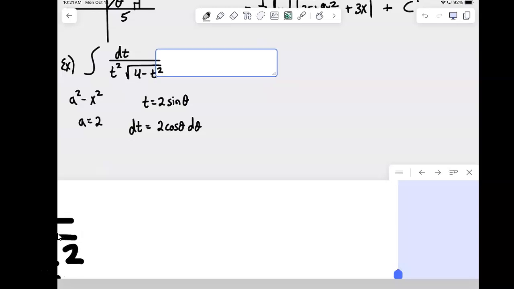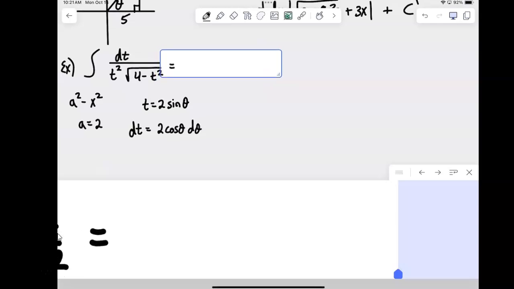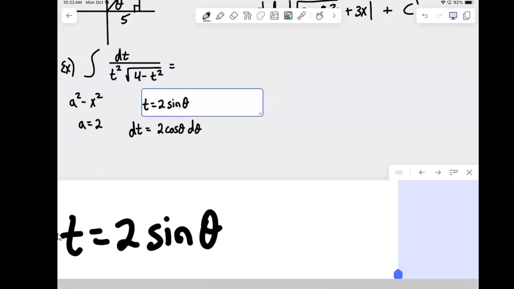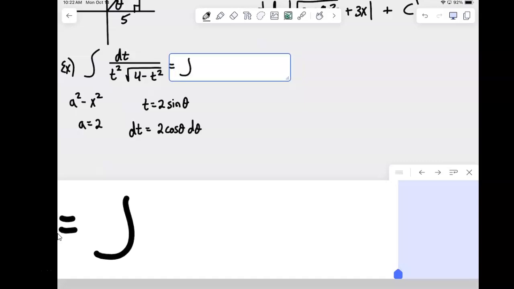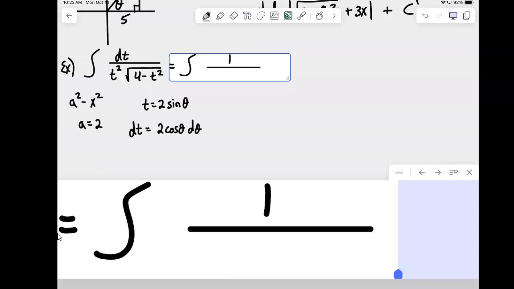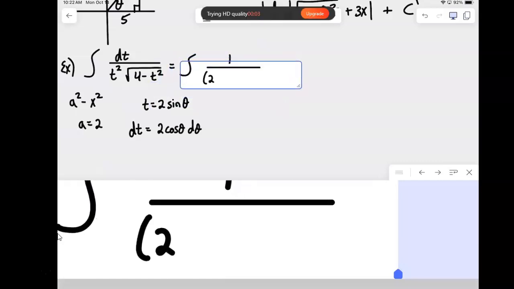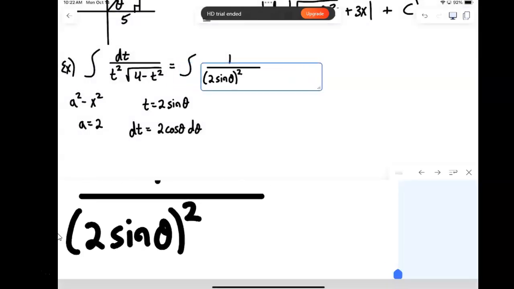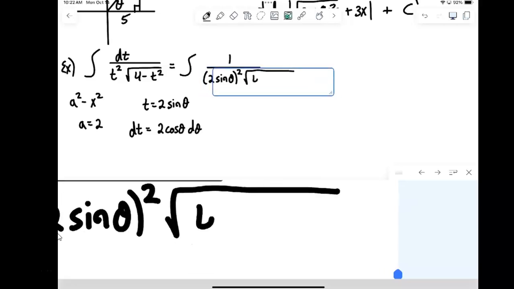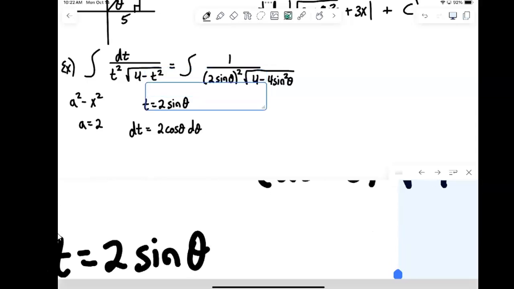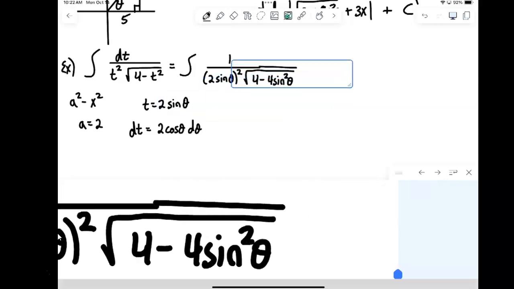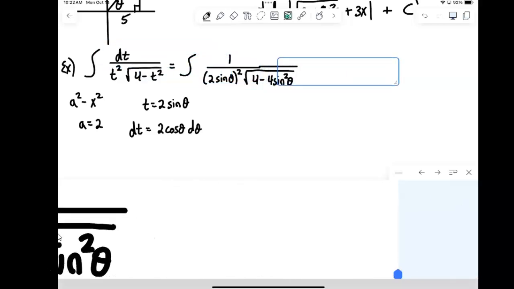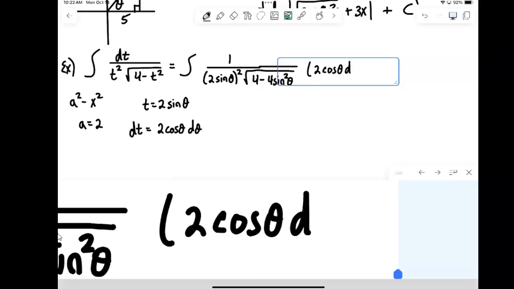Okay. So let's make those adjustments and see where that leads us. So t is being replaced by 2 sine theta. So first of all, dt, I'll deal with the 2 cosine theta d theta in a minute. But first, t is being replaced by 2 sine of theta. So this is going to be 2 sine theta squared. And then we're going to have the square root of 4 minus 4 sine squared. We're replacing t with 2 sine theta, so when you square it, it'll be 4 sine squared. And then that's all times dt, which is, in this case, 2 cosine theta d theta.